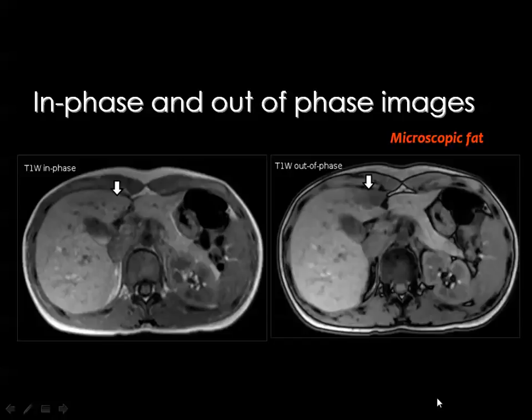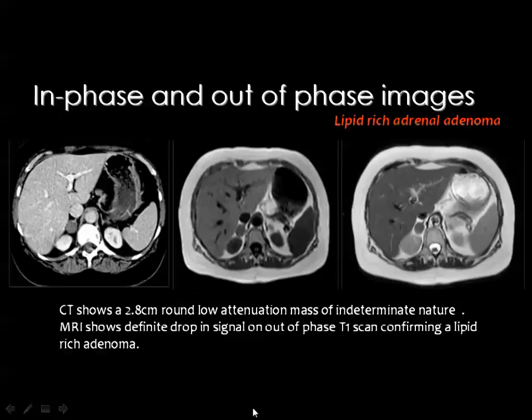Also, if you see a lesion in the in phase, here you see this focal lesion, which is not actually clearly identified in this T1 weighted image, but in the out of phase image, you see this area of low signal representing microscopic fat in this part of the liver.